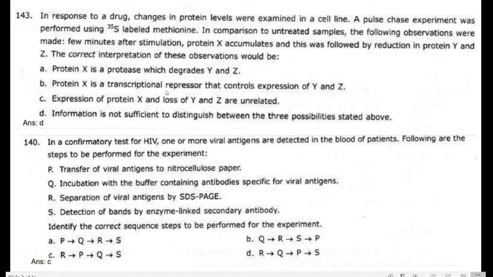These three things are not the correct answers. We are not able to select the correct one, so they are mentioned. This is not sufficient data, we need another data. What is the other data? A comparison between untreated samples.